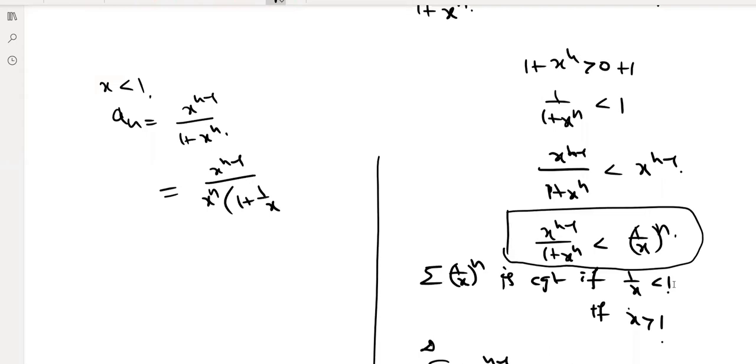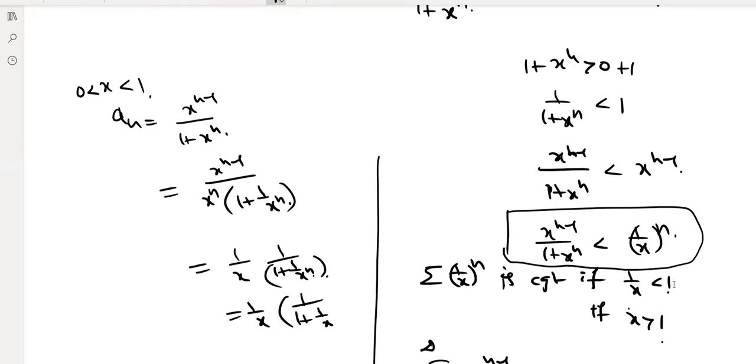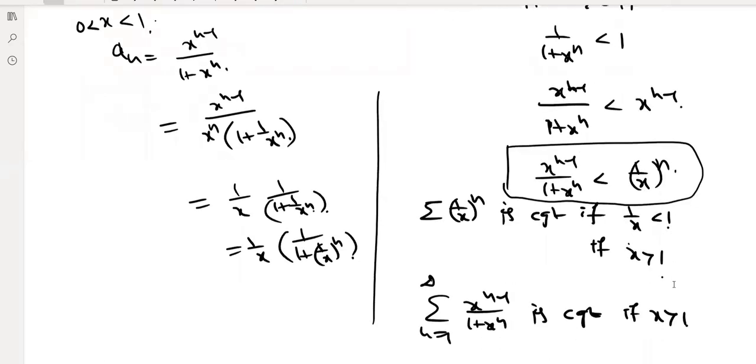This is possible because you are given that x is positive. x is non-zero. In fact, x is positive. What is this exactly? 1 by x, 1 plus 1 by x over n. Therefore, this can be written as 1 by x, 1 plus 1 by x whole power n. As you know that 1 by x is less than 1, x is less than 1.